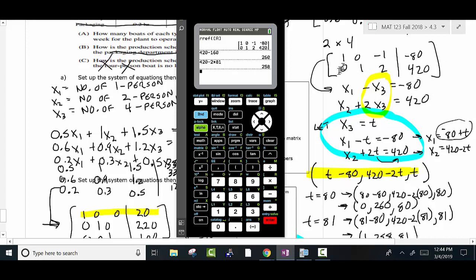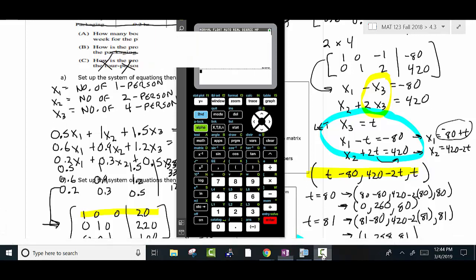Right, so you don't just have x1 minus x3 equals negative 80, because you have a column for x1, a column for x2, and a column for x3. Since the x3s were the same, that's why I let that be t. It doesn't matter if there's a 4 and a 2 or negative and positive, as long as they have the same variable popping up, then that's how you would know to do that. Makes sense. Okay?